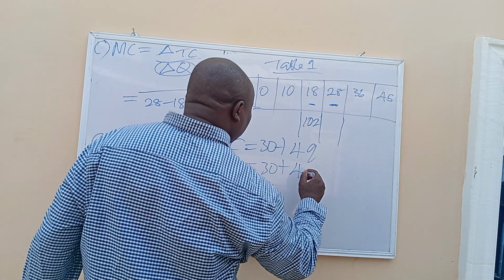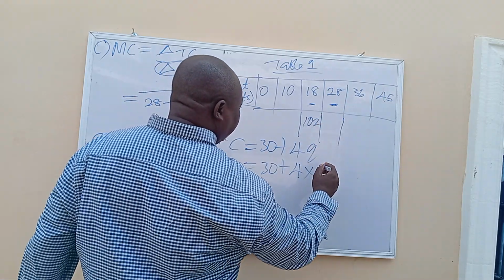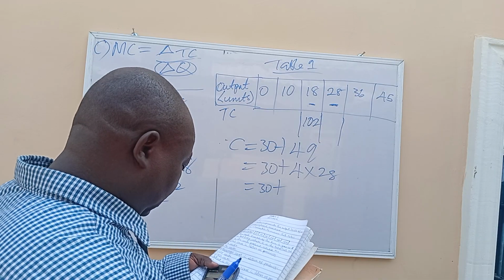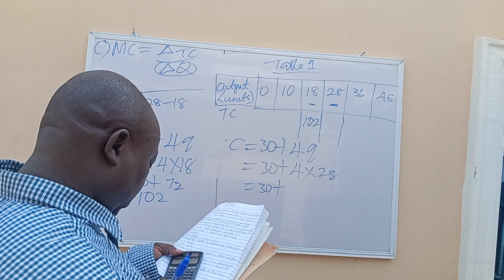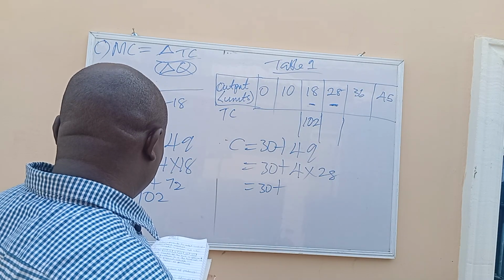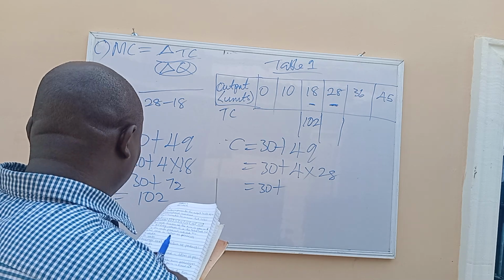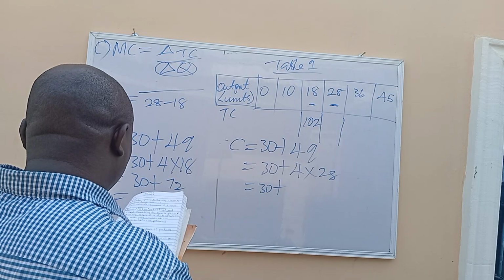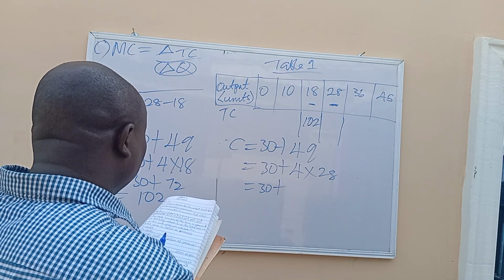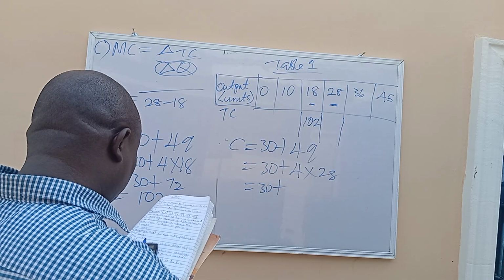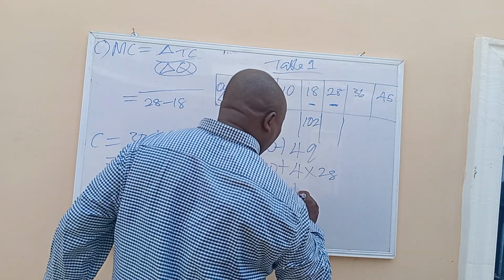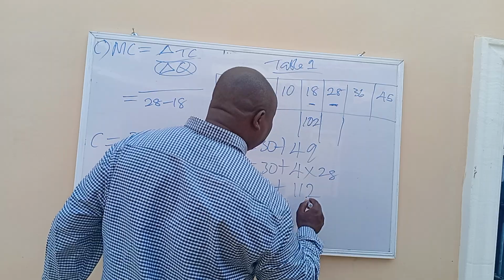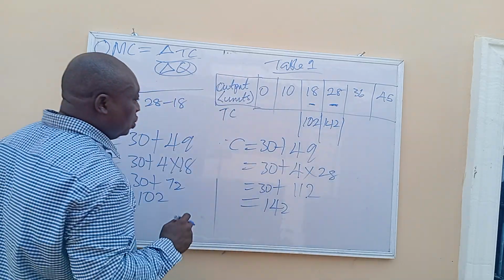Okay, so Q is what? 28. 4 times 28. But this one is 4 times 18. Okay. So this is 4 times 28. Okay. 112. So the total cost is, this plus this is 142. So 142. Okay.